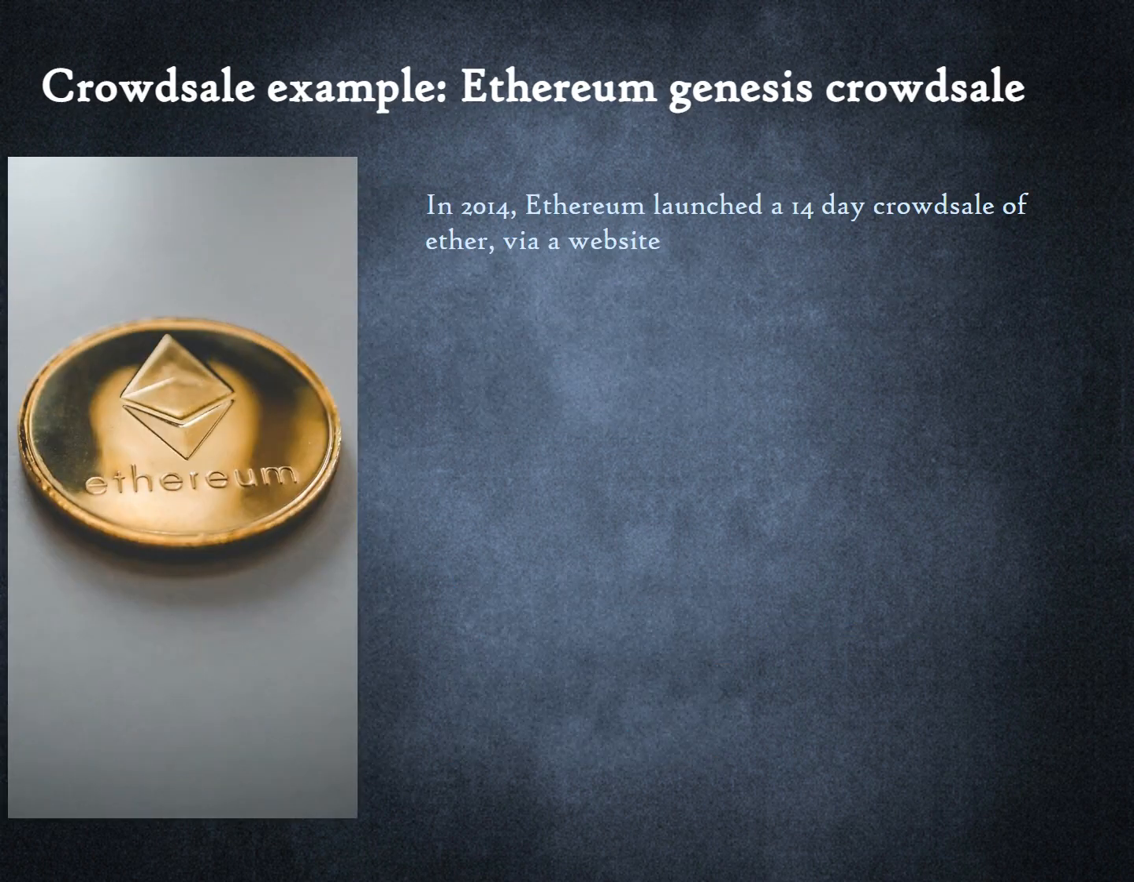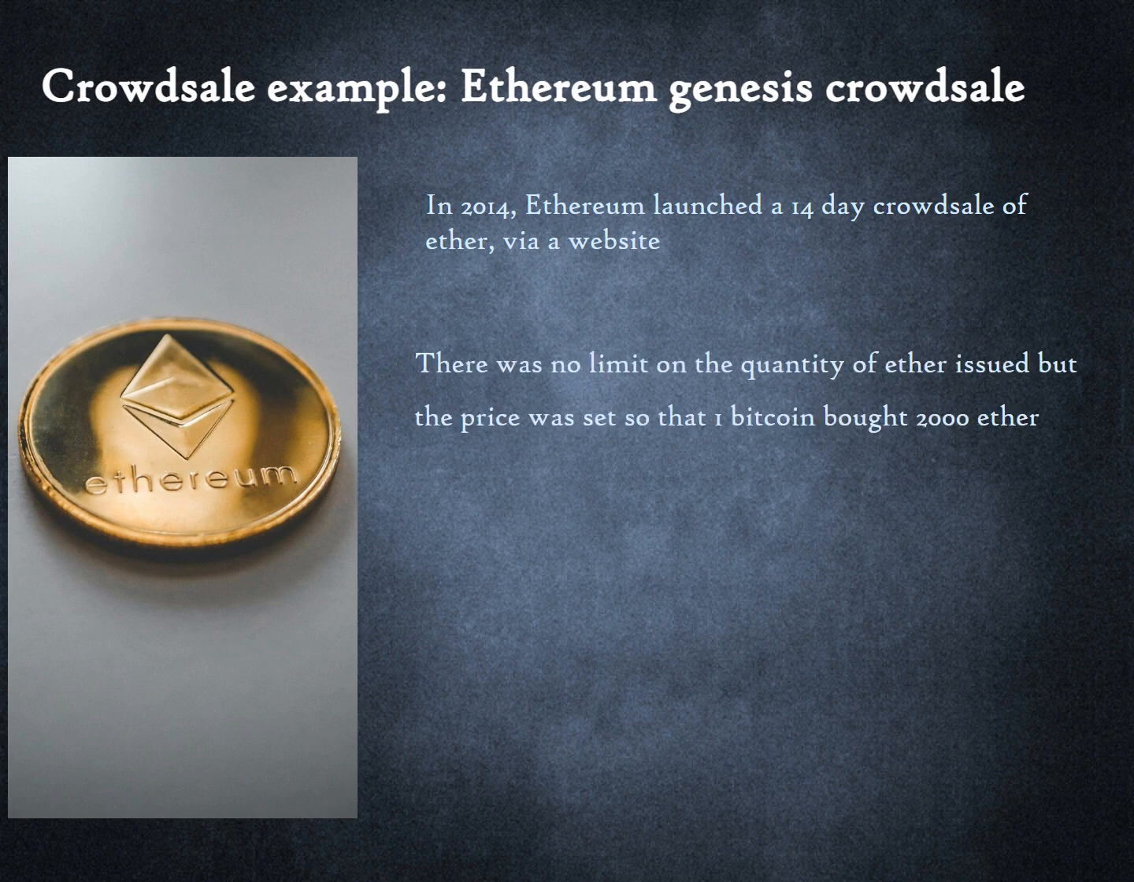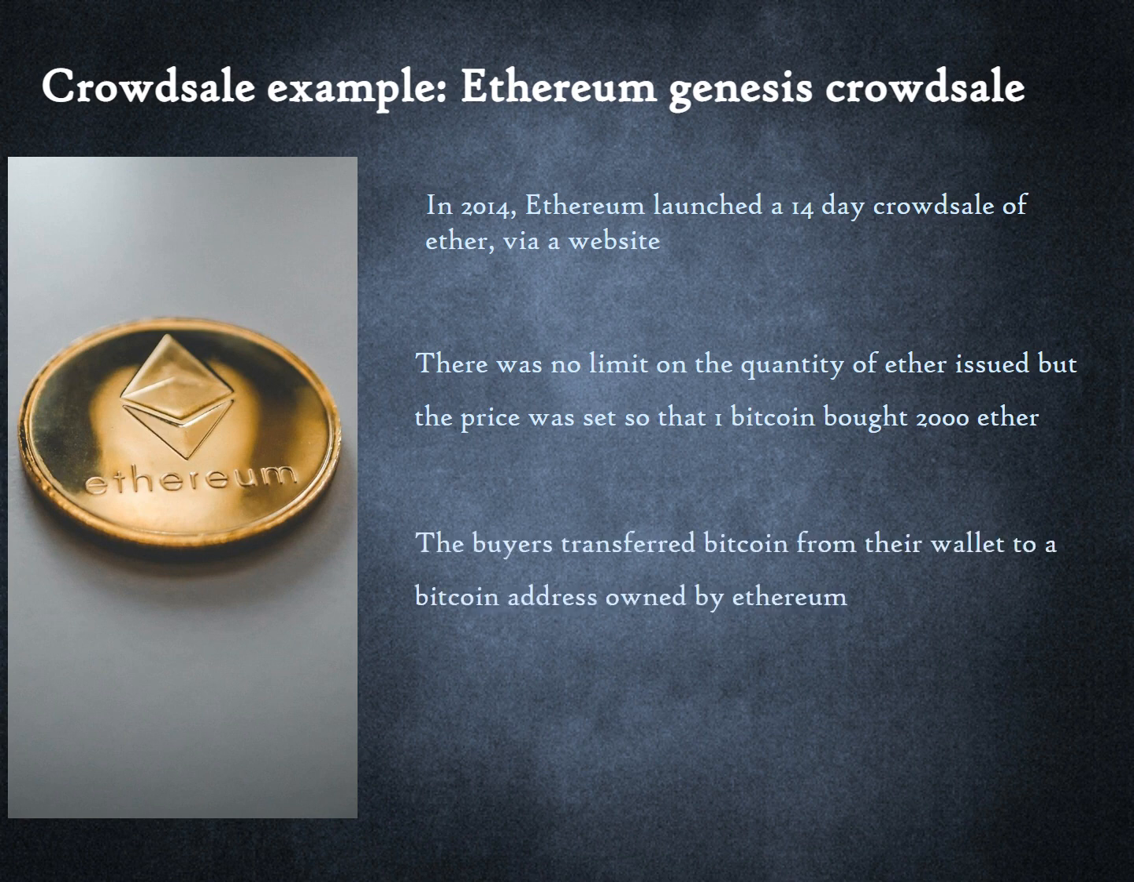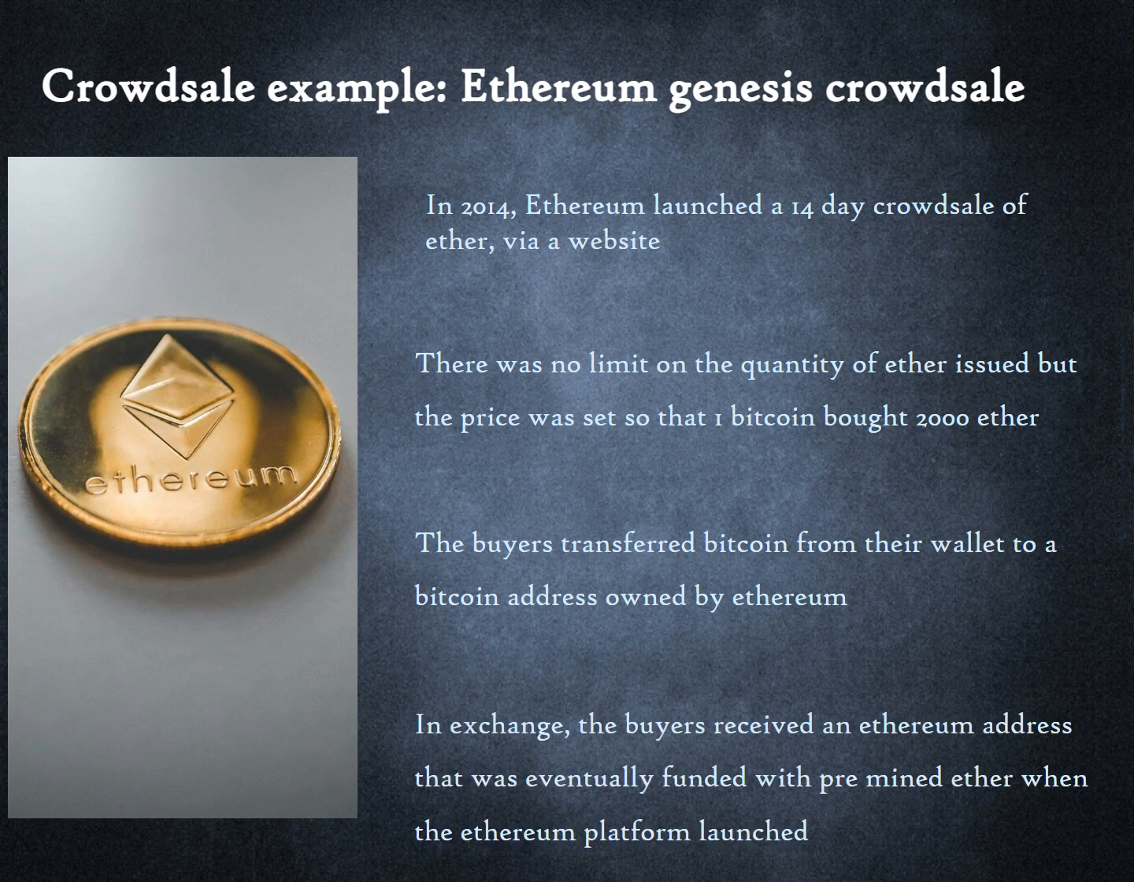In 2014, Ethereum launched a 14-day crowdsale of Ether. Users could go to a website and buy as much Ether as they wanted. There was no limit on the quantity of Ether issued, but the price was set so that 1 Bitcoin bought 2,000 Ether. The buyers transferred Bitcoin from their wallet to a Bitcoin address owned by Ethereum. In exchange, the buyers received an Ethereum address that was eventually funded with pre-mined Ether when the Ethereum platform launched.